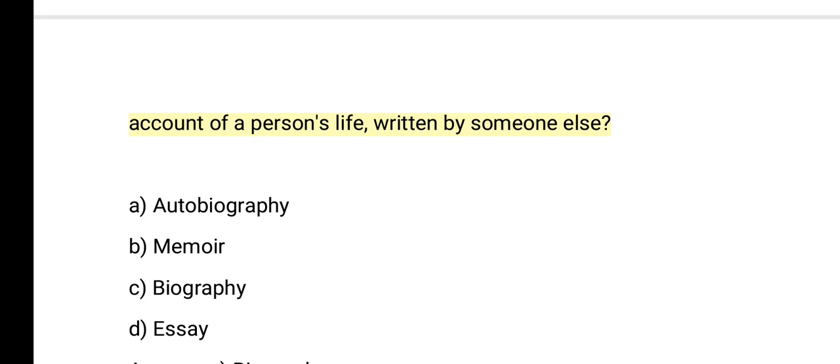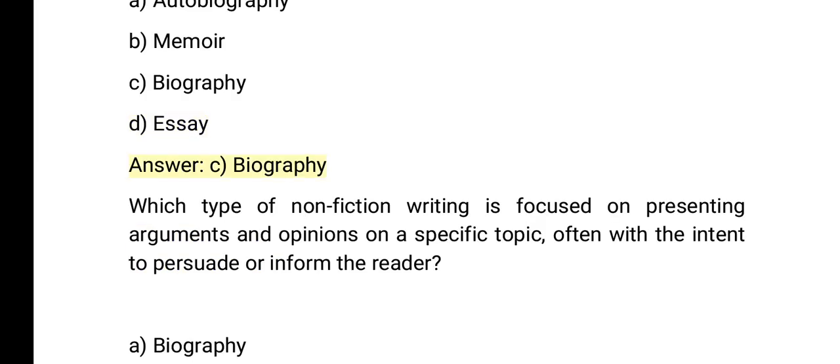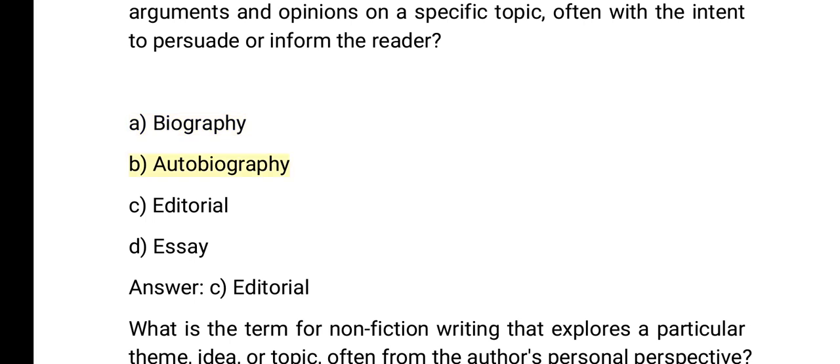life, written by someone else? A. Autobiography. B. Memoir. C. Biography. D. Essay. Answer: C. Biography. Which type of nonfiction writing is focused on presenting arguments and opinions on a specific topic, often with the intent to persuade or inform the reader? A. Biography. B. Autobiography. C. Editorial. D. Essay. Answer: C.